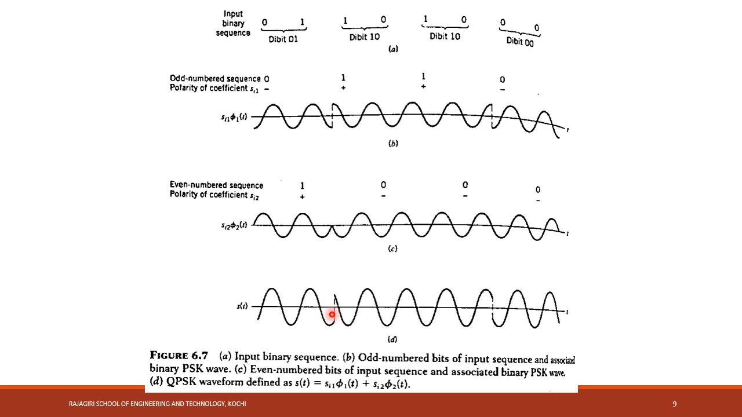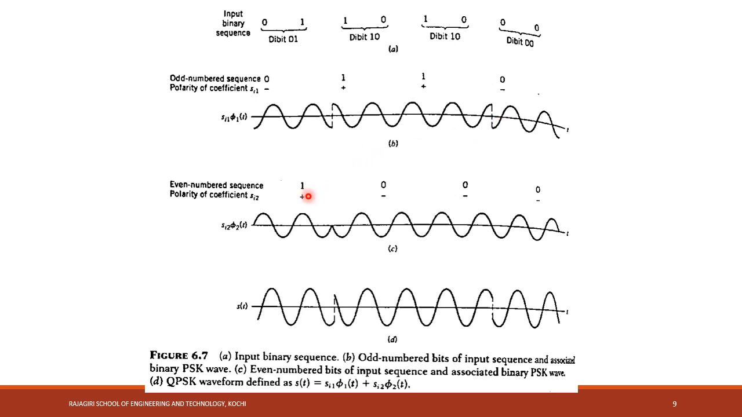If you closely look at this waveform, you can see that it is actually the binary PSK waveform corresponding to the sequence 0110. So 0 is represented by a sinusoidal wave and 1 is represented by a sinusoidal wave with a phase shift of 180 degrees. Similarly, the next 0 is represented by a sinusoidal wave, which again has a phase shift of 180 degrees.